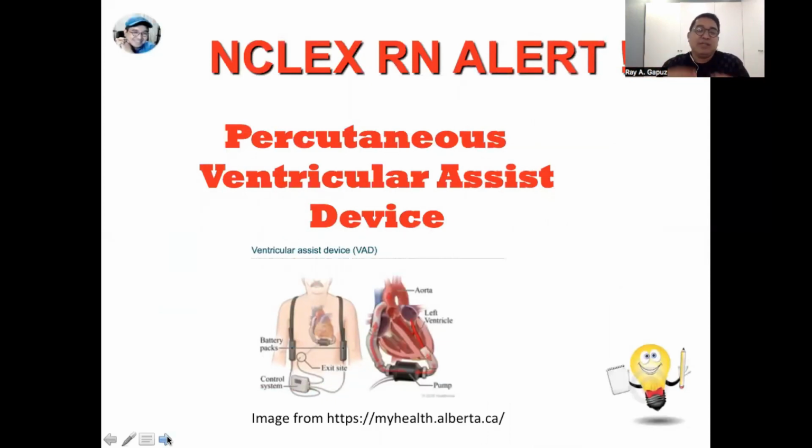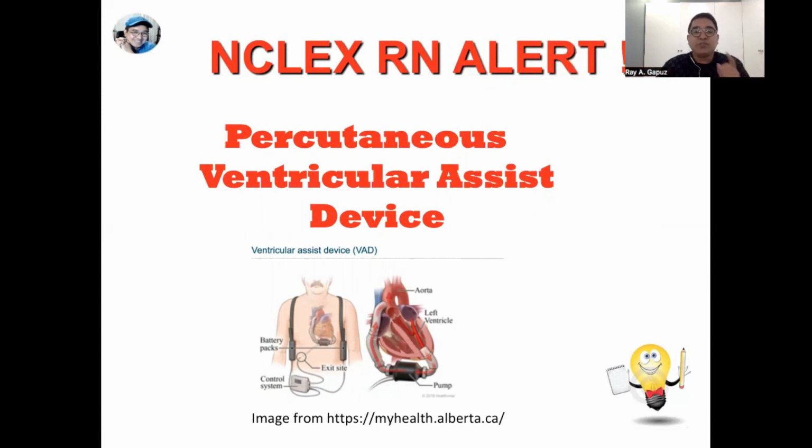As you can see, in a percutaneous ventricular assist device, you have a mechanical pump that is outside the body, and this pump supports the heart. So that's in a nutshell how you should explain it to your patient. So the pump is actually outside the body. It's a mechanical pump, and it is the one that supports the heart in order to contract properly. So this device is indicated for patients with chronic heart failure and those who are waiting for heart transplant.